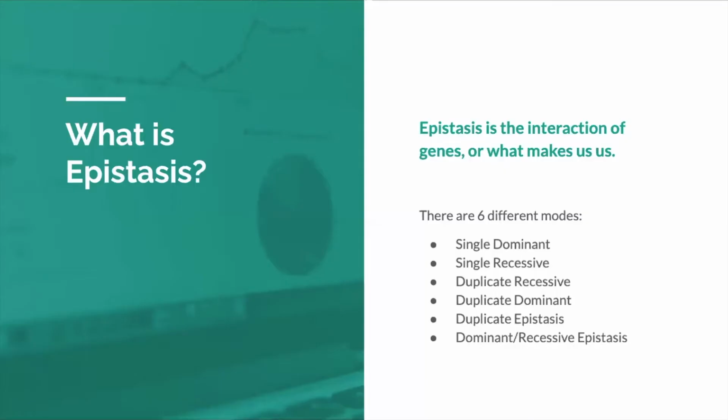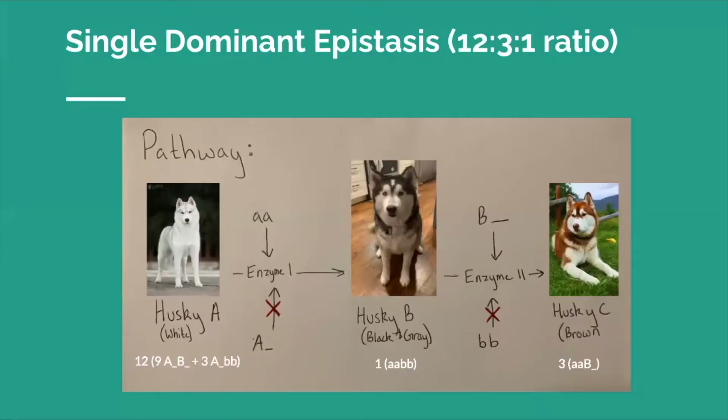So what is epistasis? Epistasis is the interaction of genes, or what makes us us. There are 6 different modes: single dominant, single recessive, duplicate dominant, duplicate epistasis, and dominant recessive epistasis. We're going to be covering single dominant epistasis.